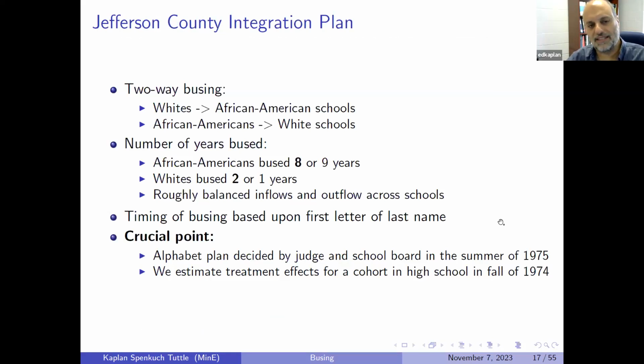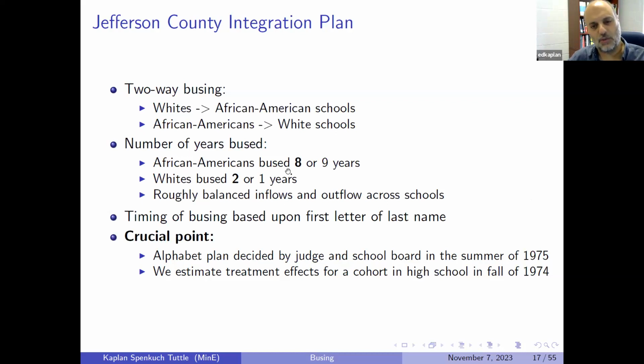So one of the things that's interesting about our particular design is that it was actually a two-way busing program. So whites were bused to black schools and blacks were bused to white schools, with the object in mind that they would fully integrate all schools. The white schools would be integrated by an inflow of African Americans, and the black schools by an inflow of whites. So we think that's why peer effects is probably not what we're picking up, which is different from some of the prior literature.